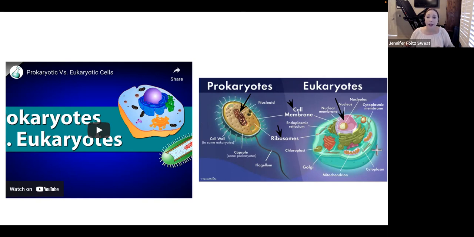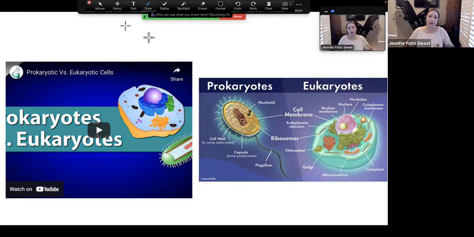And then eukaryotic cells have organelles, membrane-bound organelles. Those are all of the structures you see inside the cell. Notice that you do not see all of those structures in a prokaryotic cell. Also, prokaryotes are smaller and we call them simple, whereas eukaryotes are larger and complex. That summarizes the similarities and differences between these two types of cells.